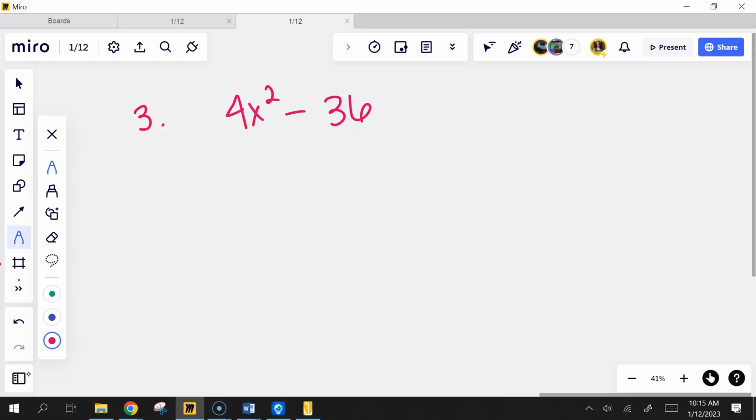Number 3 looks a little tricky. What do you think? Any ideas before I start? There's no B, so it would be 0. You're exactly right. But before I even get there, what do you notice? There's a GCF that I can factor out, the 4. But now you're right, there's no B, so B would be 0. What do I do, though?